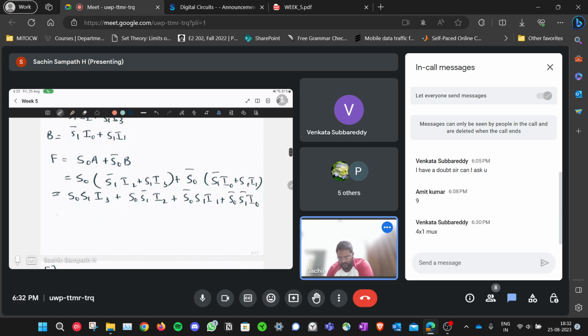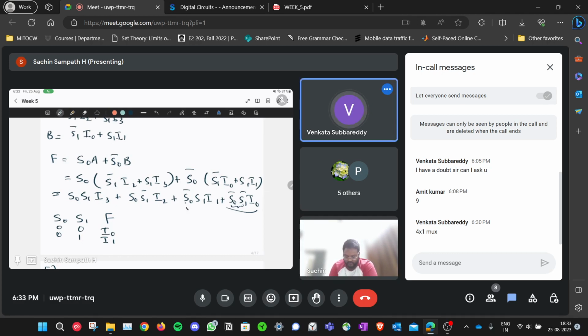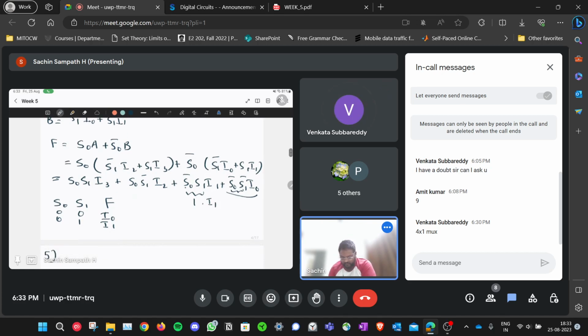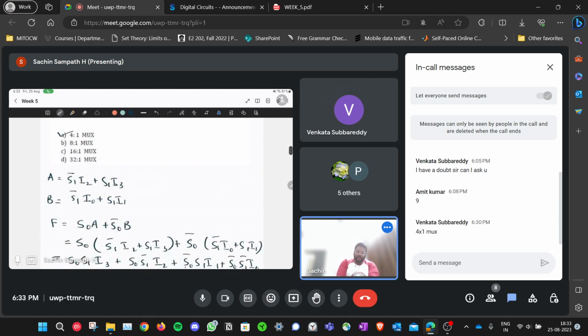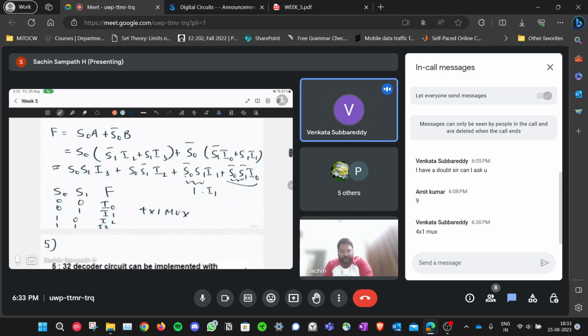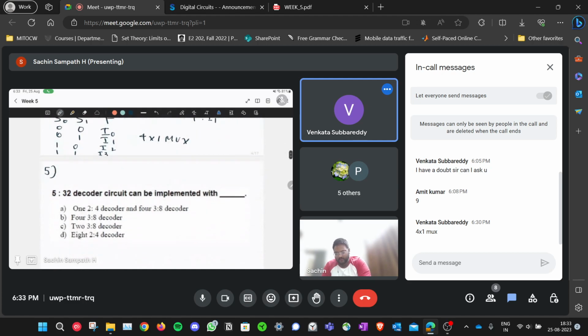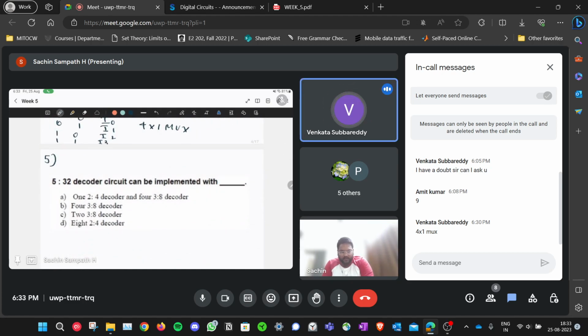So if you try to write kind of a truth table for S0, S1 and F. If both are 0, only this term is high. So you will get I0. This will be 1 if both are 0. If it's 0, 1, you will get I1, from only this term will be 1. So 1 into I1 will be I1. Similarly, for 1, 0, you will get I2 and 1, 1 will get I3. So it is a 4:1 mux. Any doubts? No doubts. Okay.